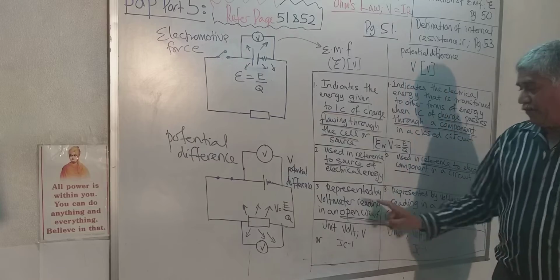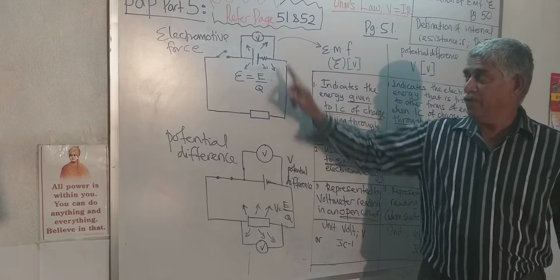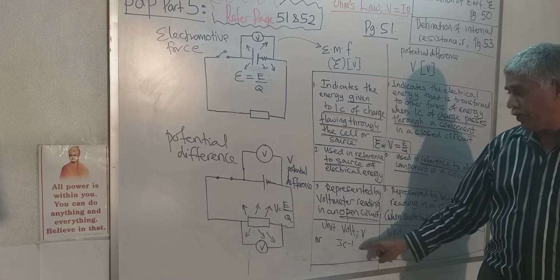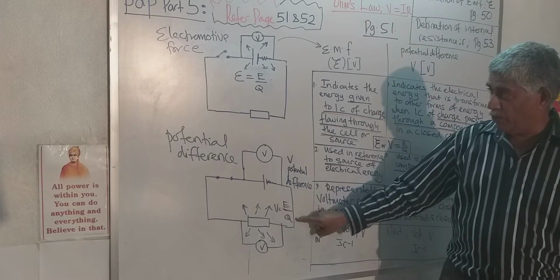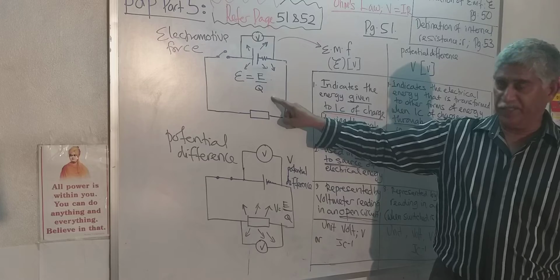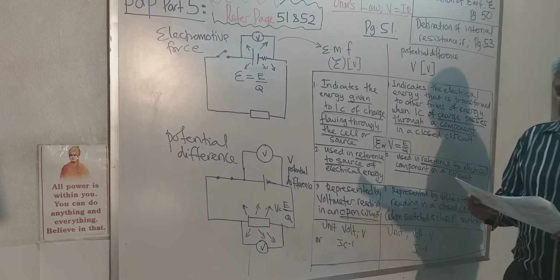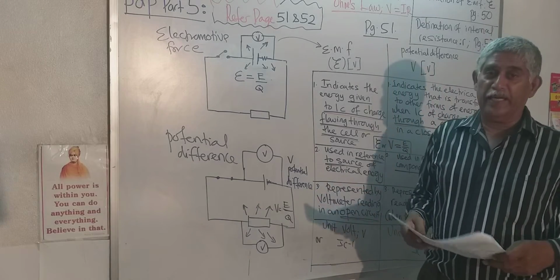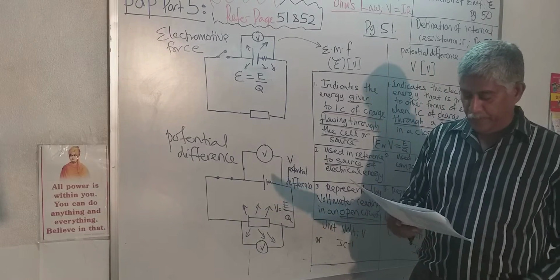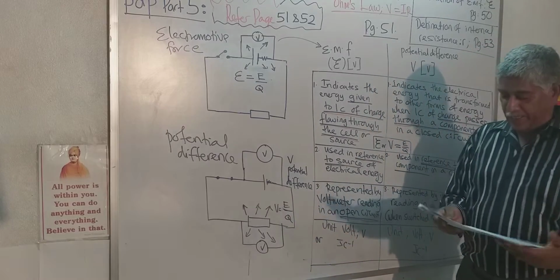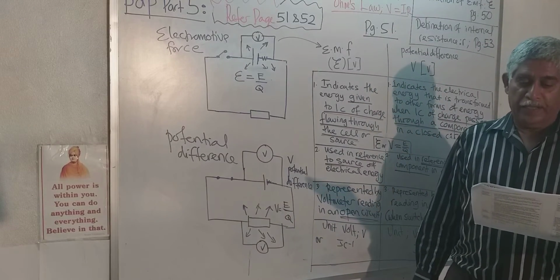Okay, and of course both are measured in terms of voltage, or volt, or you can also call it joule per coulomb based on the definition. Joule per coulomb: energy, charge. Alright, so this is what the electromotive force and the potential difference are about. You can refer to that at page 51.